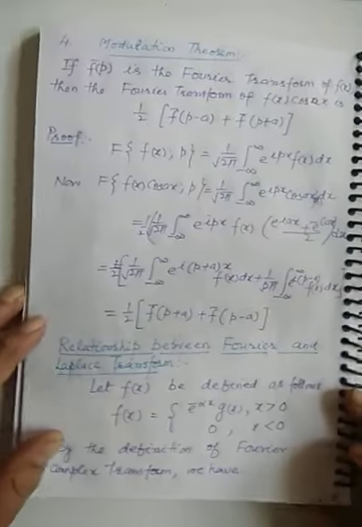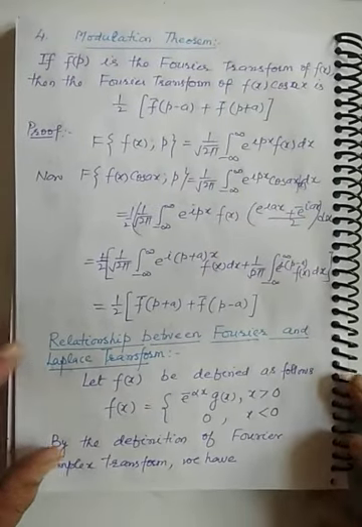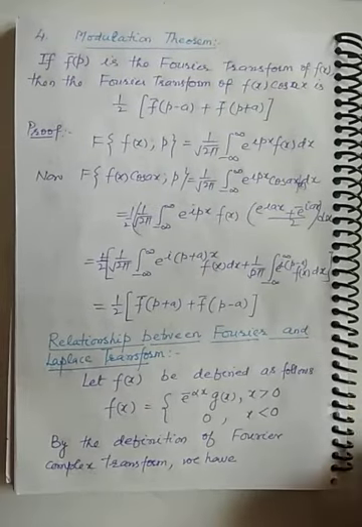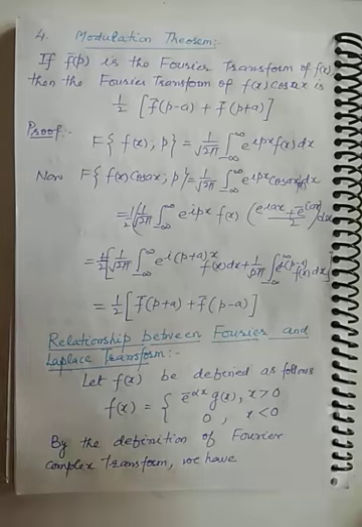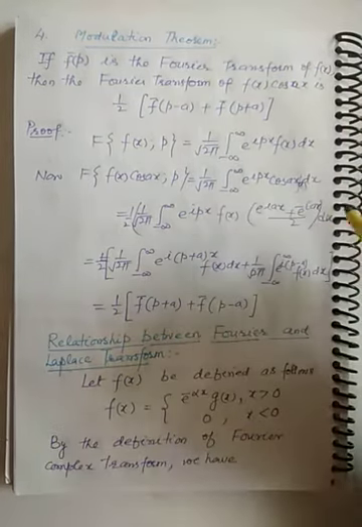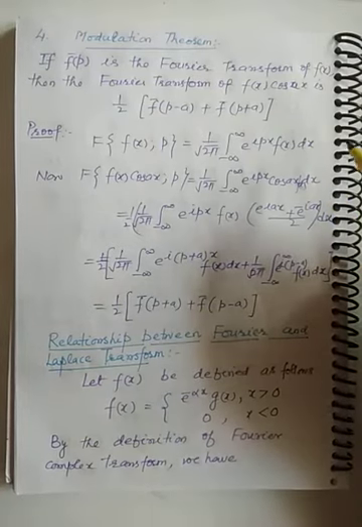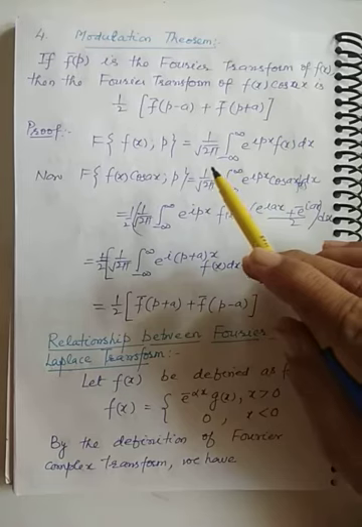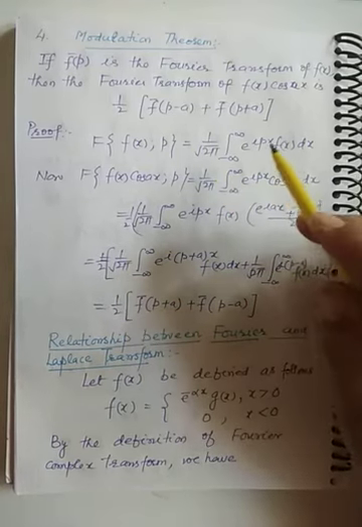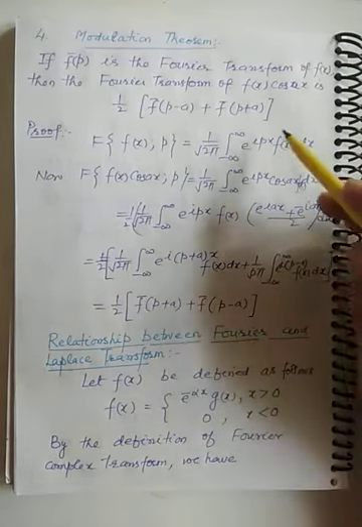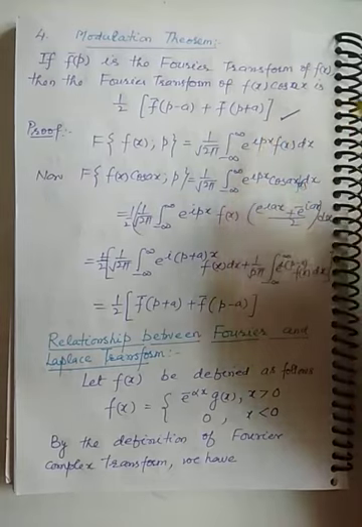Next property is the modulation property or modulation theorem. If f bar p is the Fourier transform of f(x), then the Fourier transform of f(x) cos ax is 1 upon 2 [f bar (p minus a) plus f bar (p plus a)]. This is called the modulation theorem.